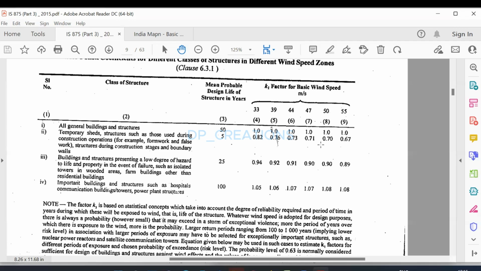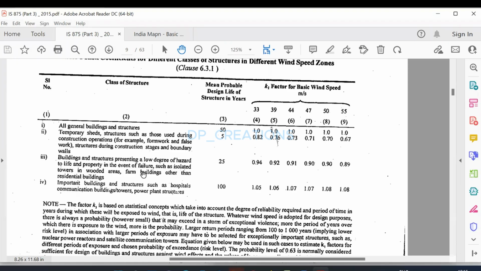That means more is what you're taking. Okay. That means if you are going to prepare a temporary shed at Darbhanga, then your Vb will be multiplied by 0.67. That means wind speeds are drastically reduced. Whereas if you are doing it for Nilgiri or nearby places like Kodaikanal, then you will take only 0.82.